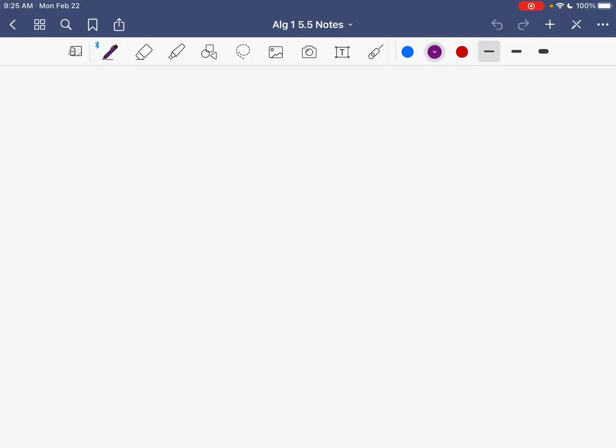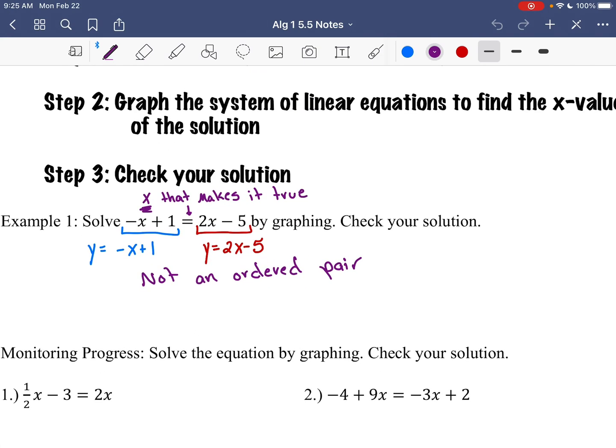I'm just looking for the x that works. An x equal to 2 is what worked. Now check your solution, meaning plug it in there, make sure it works.